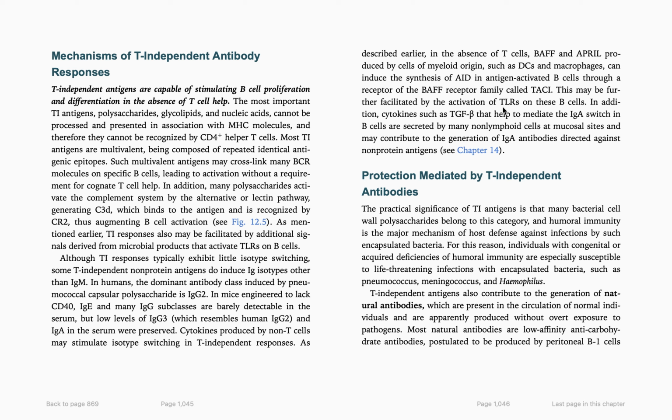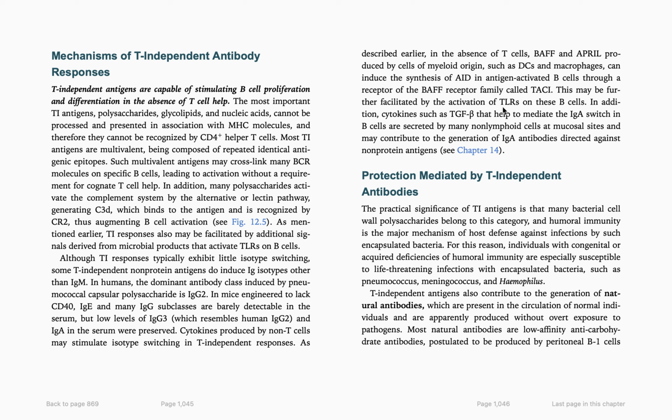In humans, the dominant antibody class induced by pneumococcal capsular polysaccharide is IgG2. In mice engineered to lack CD40 ligand, IgE and many IgG subclasses are barely detected in the serum, but low levels of IgG3, which resembles human IgG2, and IgA in the serum were preserved.